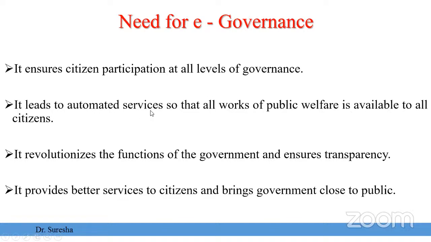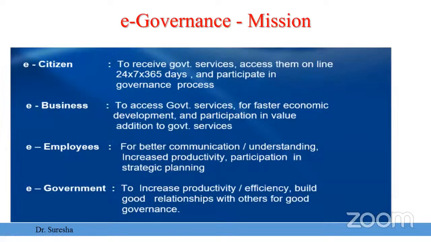It leads to automated services so that all works of public welfare are available to all citizens. This is very important. It revolutionizes the functions of government and ensures transparency. Transparency is maintained wherever there is e-governance. It provides better services to citizens and brings government close to the public. Government is coming to the doors of the public. So in e-governance, the very important things are e-citizen, e-business, e-employees, and e-government. These are the 4 bifurcations they have.